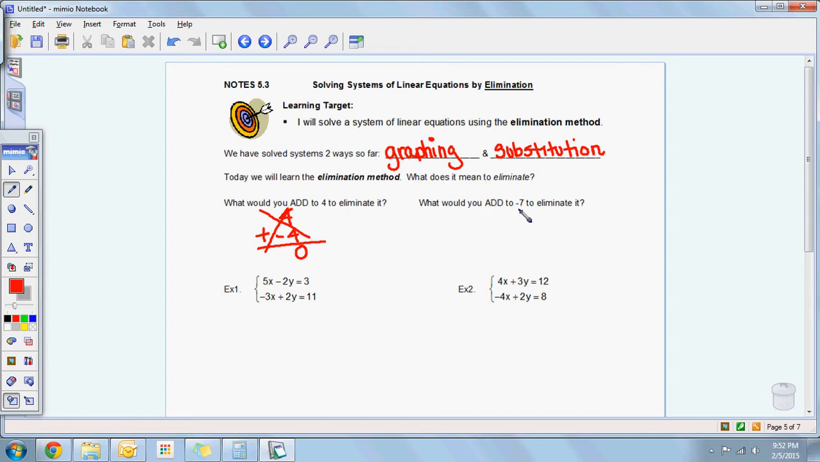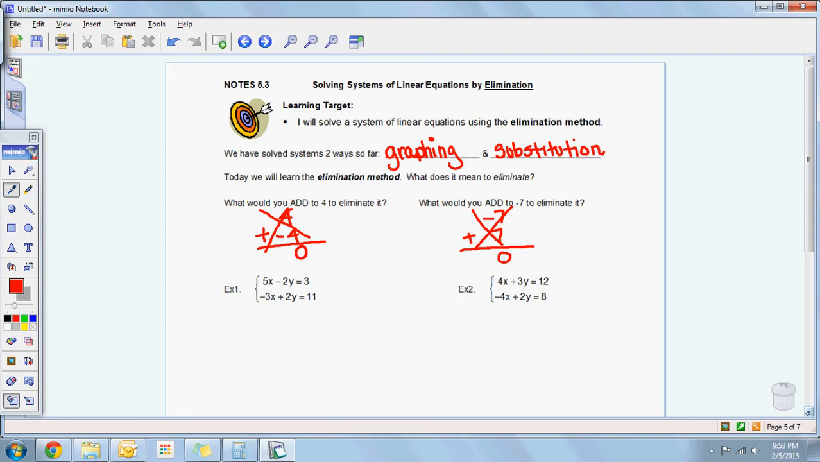So let's think about this example. What would you add to negative 7 to eliminate it? So to get rid of it, or to add up to 0, we'd have to add a 7. Because negative 7 plus 7 gives you 0. Okay? And that's what you're going to be looking for today. Which terms can you eliminate?